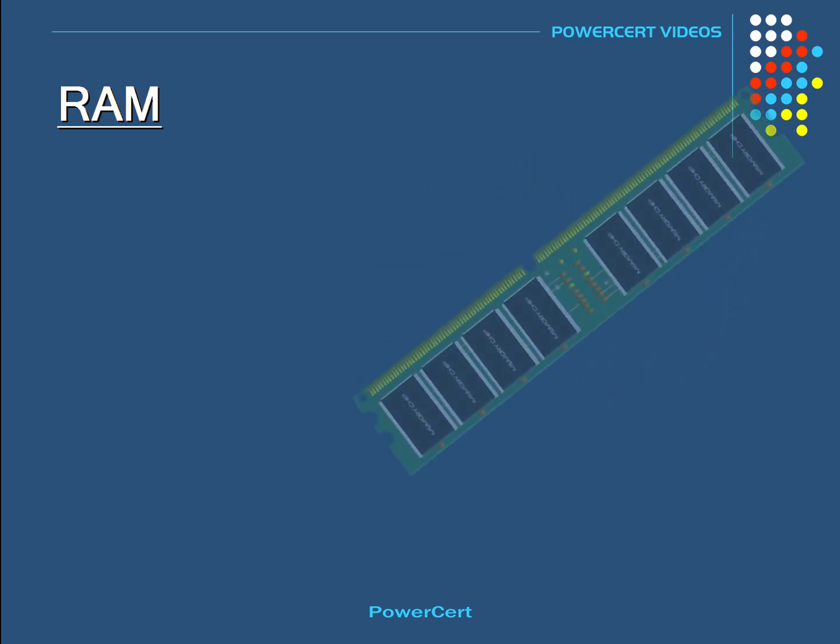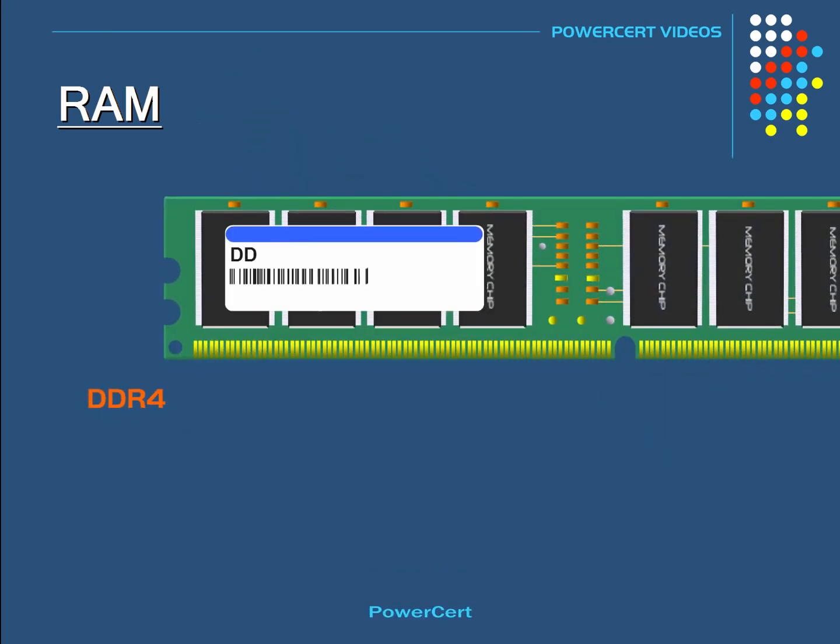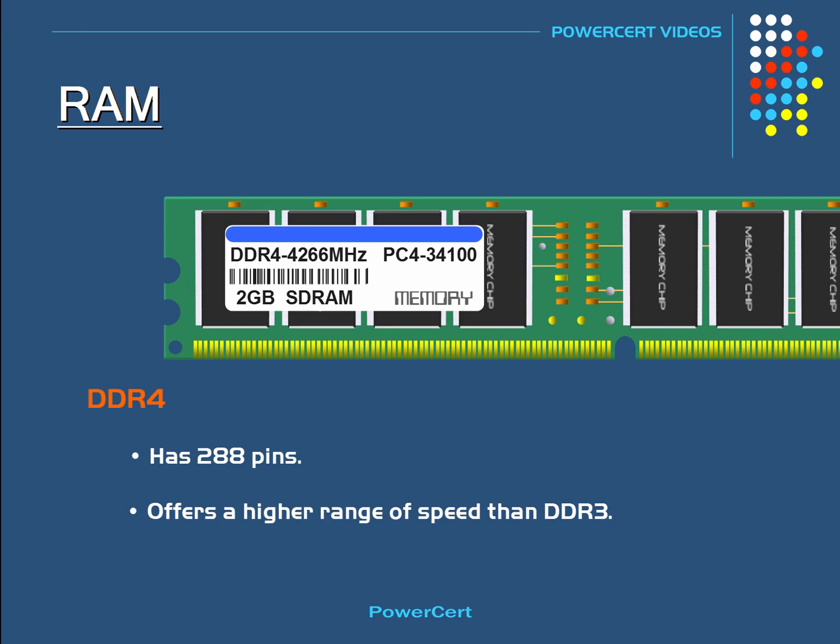And the fourth generation of DDR SDRAM is DDR4. DDR4 DIMMs have 288 pins, and like its predecessors, it also uses less power than the previous generation of DDR. DDR4 also offers a higher range of speed than DDR3, such as DDR4 4266 PC4 34100, which has an incredible maximum bandwidth of 34,100 megabytes per second.